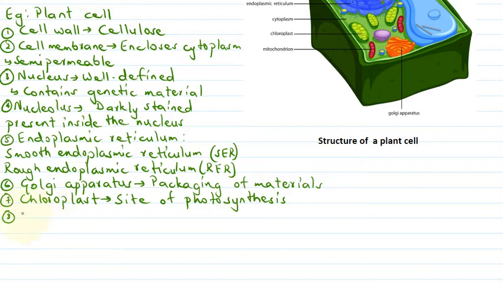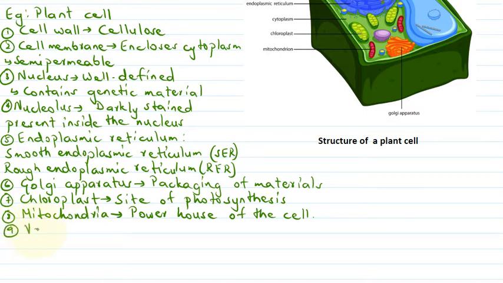Then there is mitochondria. Mitochondria is also known as the powerhouse of the cell, because here aerobic respiration takes place, by which ATP gets generated as a form of energy, and this energy is then utilized by the cell to perform all other activities.